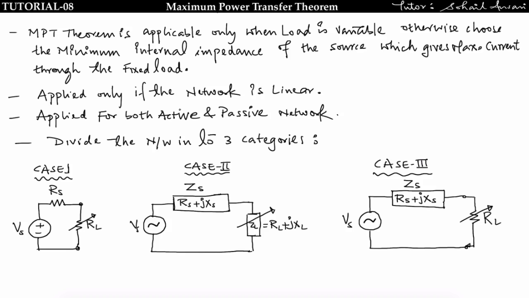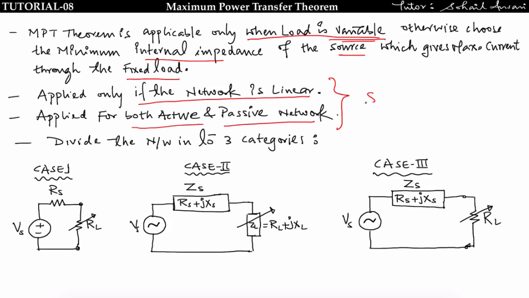Well, the maximum power transfer theorem is used to transfer the maximum power from source to load when the load is variable. That means this theorem is applicable only when the load is variable. Otherwise, choose the minimum internal impedance of the source, which gives maximum current through the fixed load. So for a fixed load, we don't use the maximum power transfer theorem. For a variable load, it is applicable. Got it? Now it is applied only if the network is linear, and it can be applied for both active and passive networks.